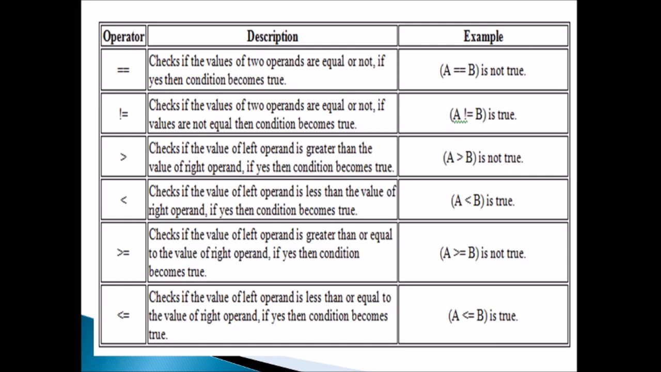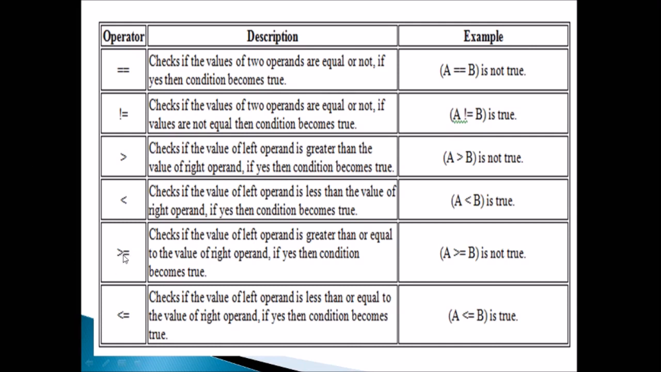The next symbol is less than. It is going to verify whether the left side operand is less than the right side operand. If the condition is true, the output will be true, otherwise it is false. Here A is 10, B is 20. Now A is lesser than B, so the condition is satisfied, that's why the answer is true. Next symbol is greater than or equal to. What is the meaning of this symbol?